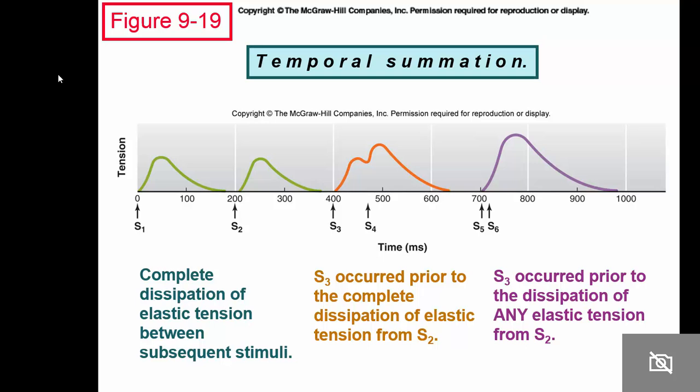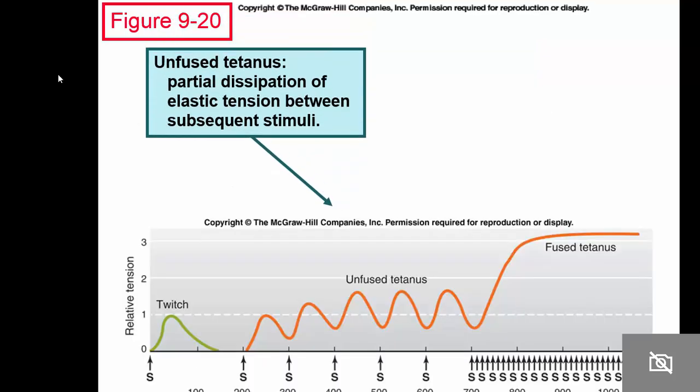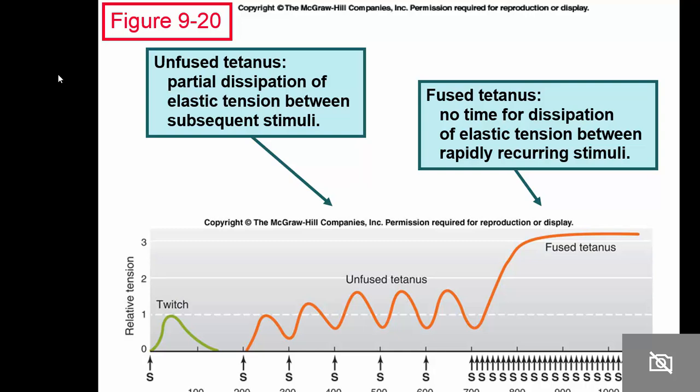So this is what's called temporal summation. That's when you activate a neuron or a muscle cell more frequently. You increase the frequency of stimulation. The technical term is temporal summation, meaning time. Here you're looking at unfused tetanus. So you can use the same thing, right? You can start firing it more and more and more. This is called unfused tetanus.